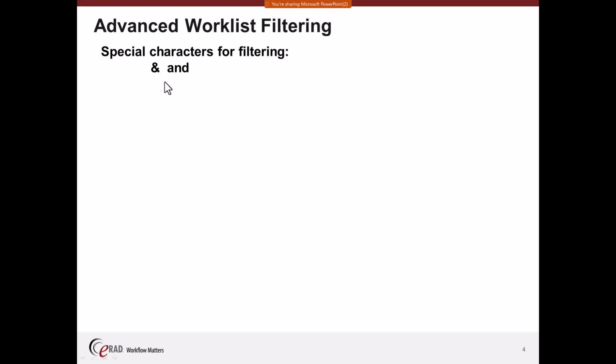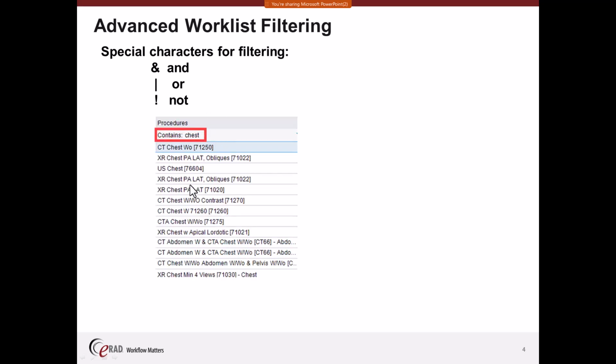Let's go a little bit more advanced and talk about some special characters you can use to filter, particularly the and sign or ampersand we use for and, the pipe symbol which we use to denote or, and the exclamation point which is used to not consider certain types of values. So you'll see in this first example that I'm just filtering in the procedure column on the word chest. Okay, so we're basically looking at all chest studies. Anything that has chest is now filtered in on my list.